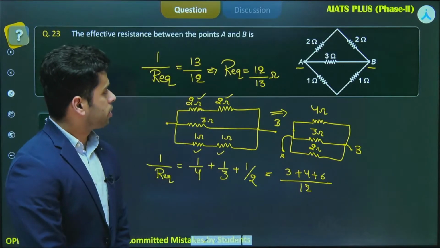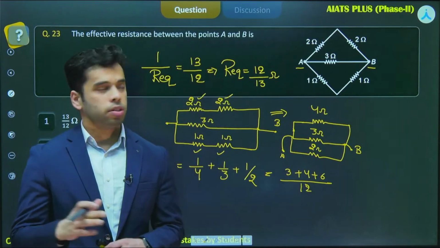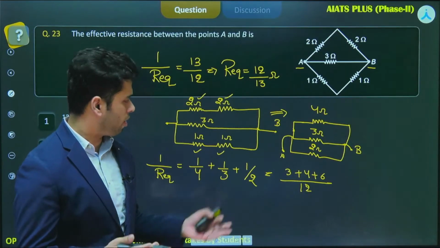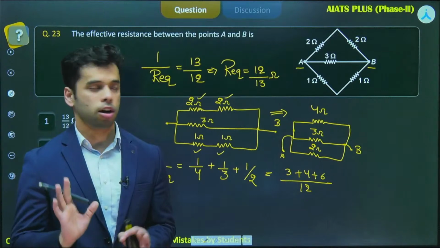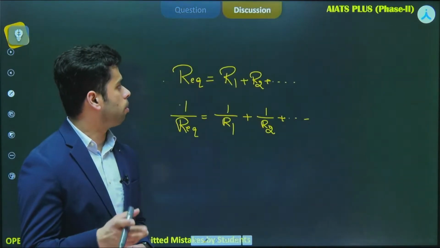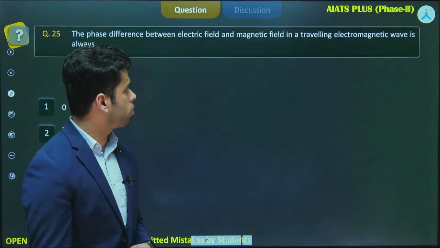I hope this problem is clear to you. It was an easy problem, right? Not a very difficult problem, I'll say. It's a very simple problem based on the series and the parallel combination. Now, if you are clear with this problem, let's move forward to the next problem.